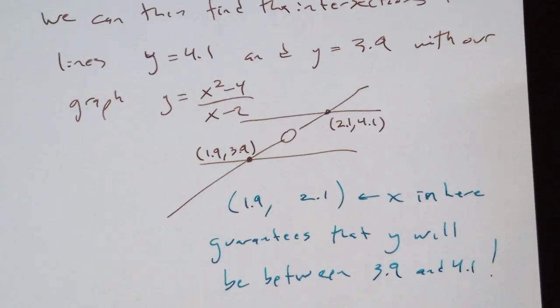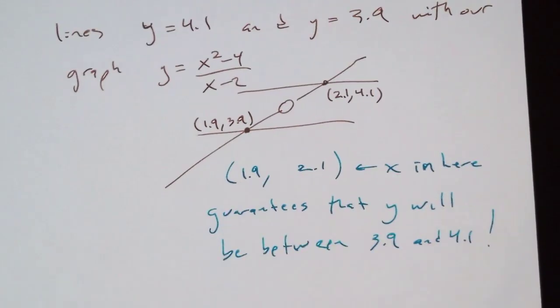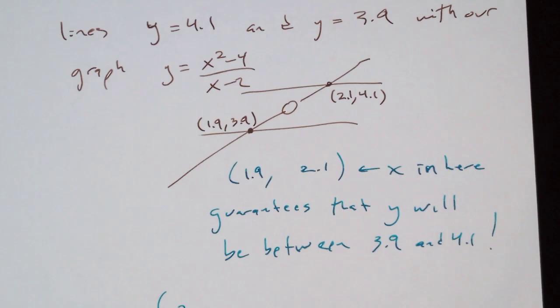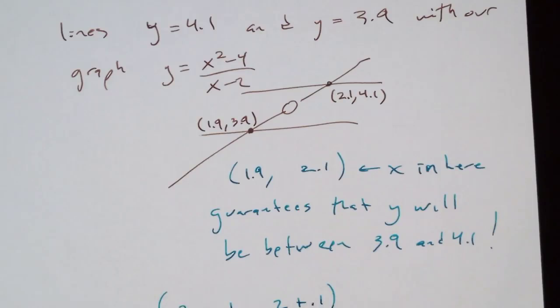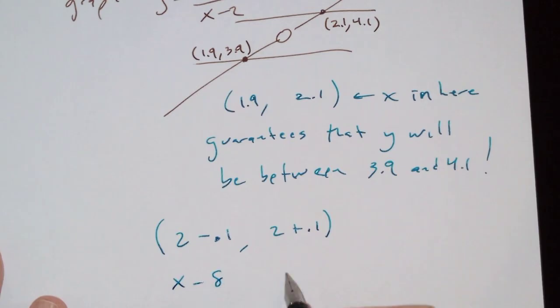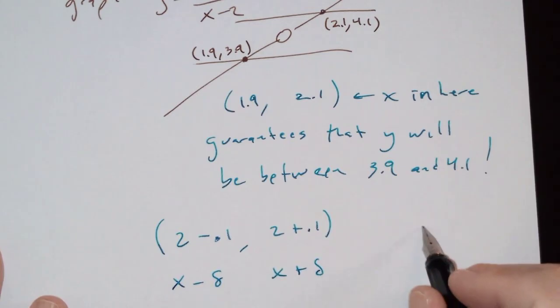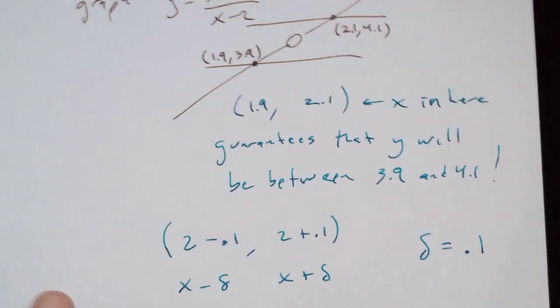When I make a guaranteed statement now, if you want the y between 3.9 and 4.1, you need to pick an x between 1.9 and 2.1. Notice that happens to be a 1/10 on either side. That's actually the way I want to think about this. I want to think about it as how far on either side, right? I'm going to say that I can think of this as 2 minus 0.1 and 2 plus 0.1. And yesterday, I thought about this as x minus delta, x plus delta. So I'm going to say that my delta is 0.1.